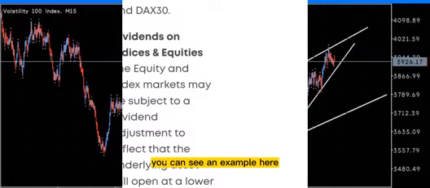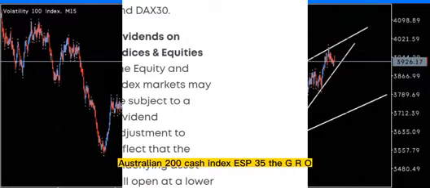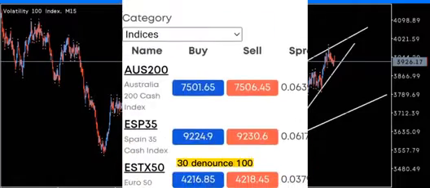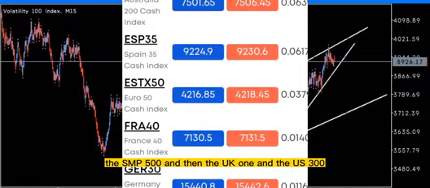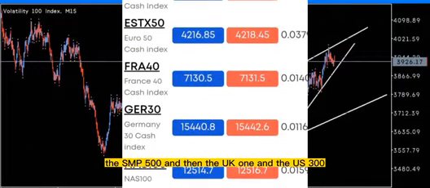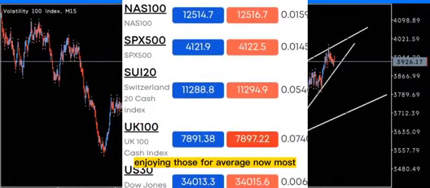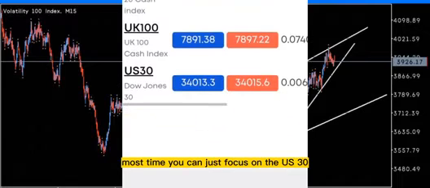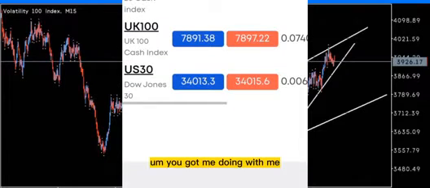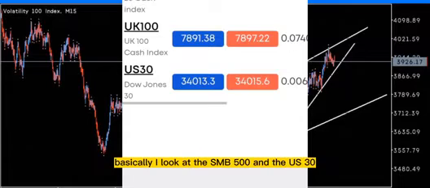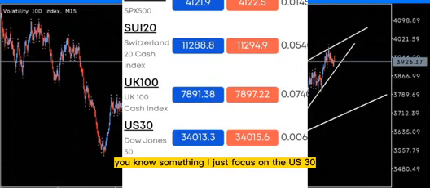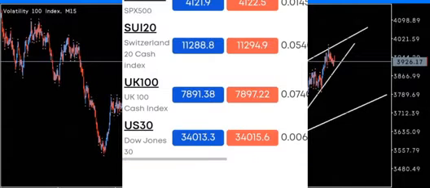You can see an example here: Australian 200 cash index, the ESP 35, the GR30, the NAS 100, the S&P 500, and then the UK 100 and the US 30. Now the US 30 basically is the Dow Jones Industrial Average. Now most time you can just focus on the US 30 and you can be doing well. Me basically, I look at the S&P 500 and the US 30. Sometimes you can just focus on the US 30 and you can be doing well.